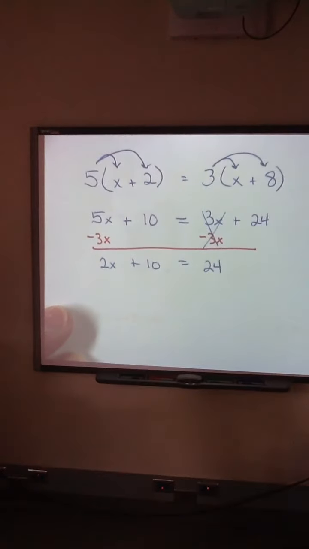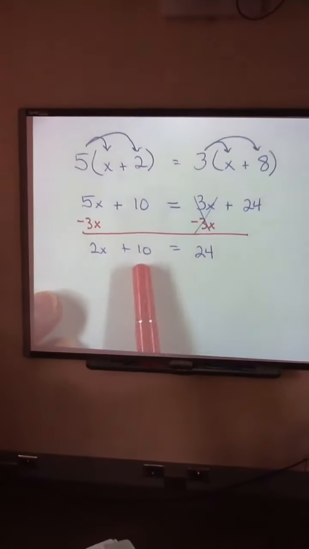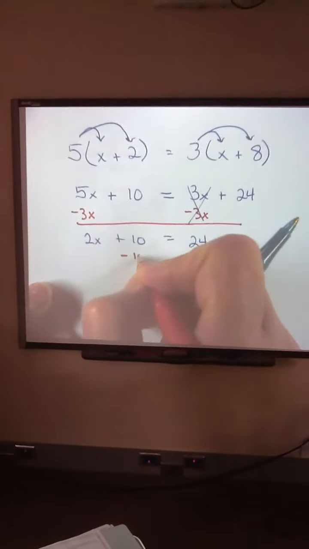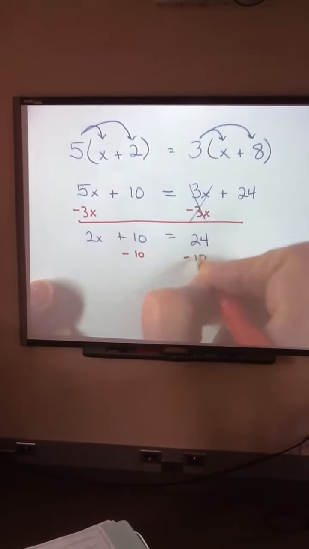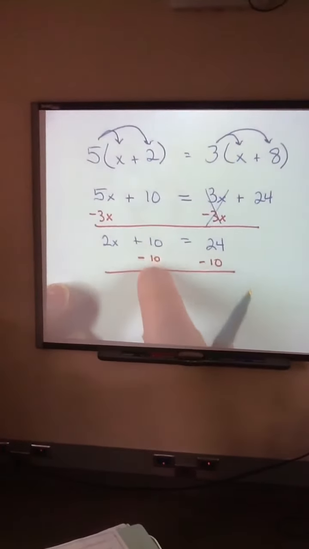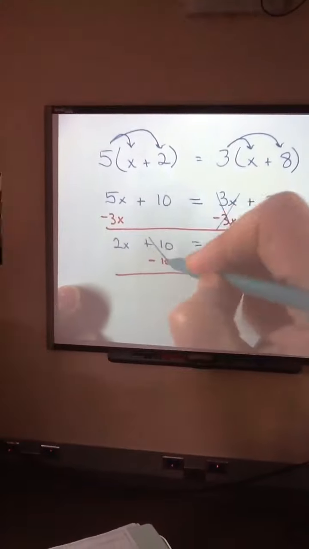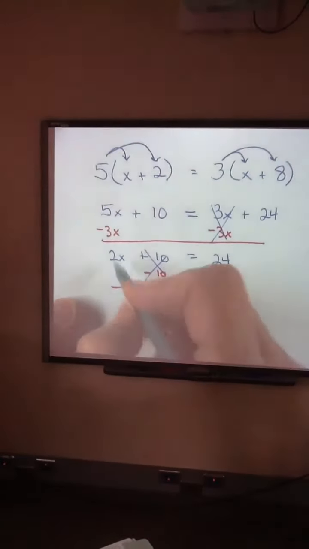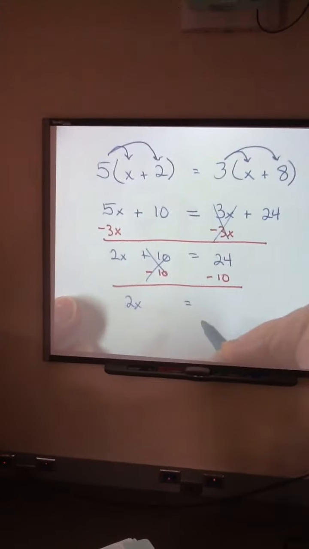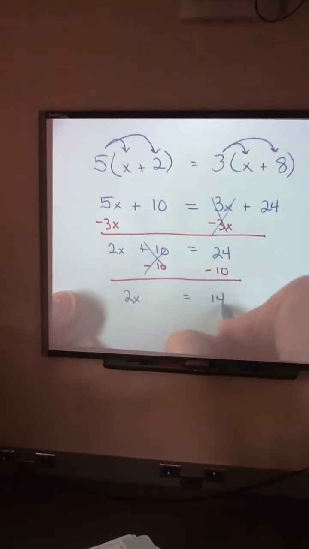Our next step then would be to move the 10 from this side to this side. So the opposite of plus 10 would be minus 10. So we subtract 10 from each side. A plus 10 and a minus 10 makes 0, so they get eliminated from the problem. We are left with 2x equals, and then our 24 minus 10 is 14.